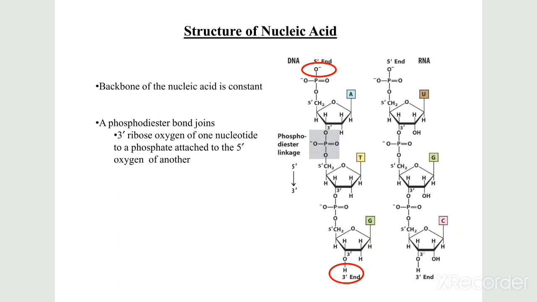The backbone of the nucleic acid is formed by the sugar and the phosphate group, which is constant in both DNA and RNA. A phosphodiester bond joins the 3' oxygen of one nucleotide to the phosphate attached to the 5' oxygen of another. You can clearly see the phosphodiester bond formed in DNA, shown by the gray region.